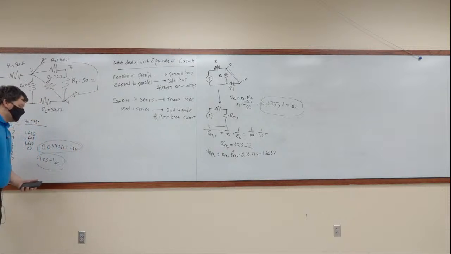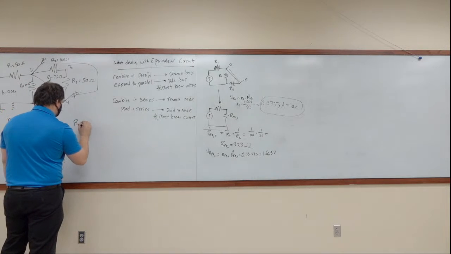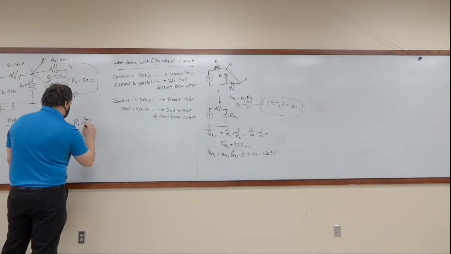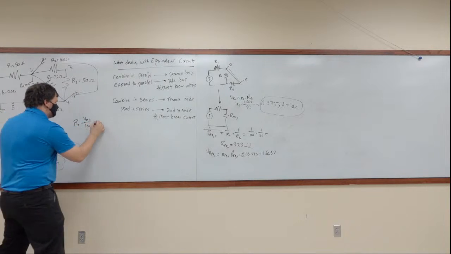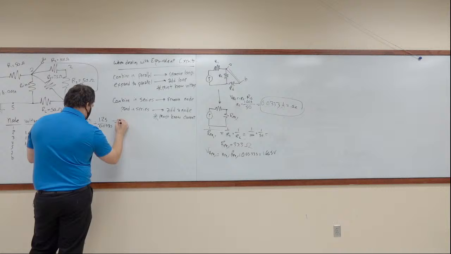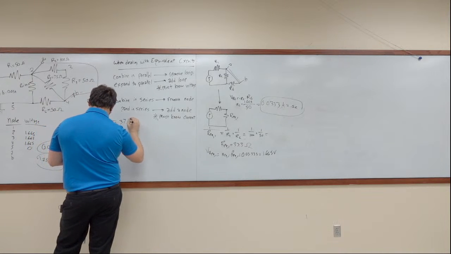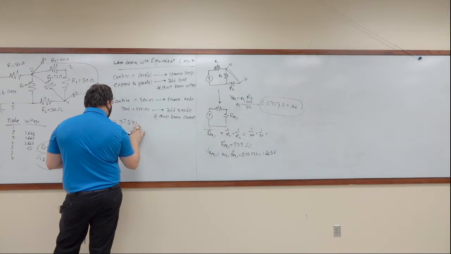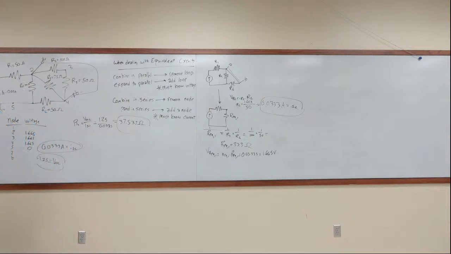Okay, now that we know these two, how do we calculate the Thevenin equivalent resistance? We use the Ohm's law equation. Do you remember what it is? RT is equal to VOC over ISC, which is equal to 1.25 divided by 0.0333, which is equal to 37.537 repeating. It's a gross number. But that's ohms. That's all three components. That's the equivalent circuit.